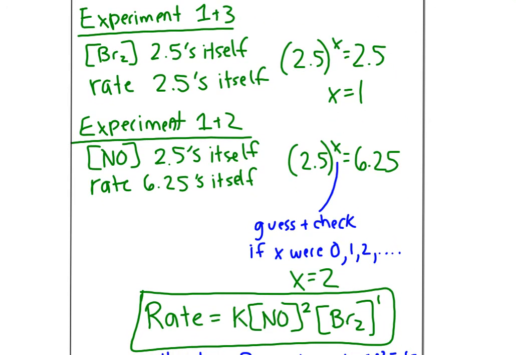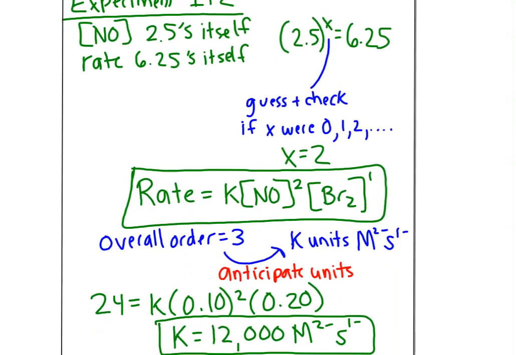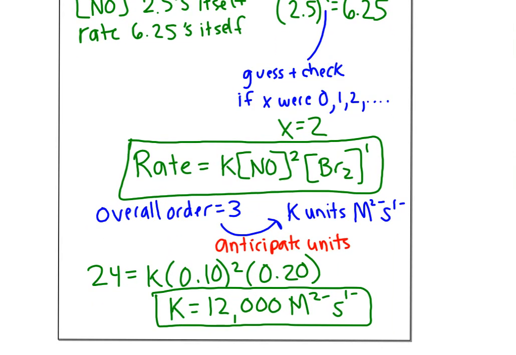If x were 0, anything to the 0 would give me a 1. If x were 1, 2.5 to the 1 would be 2.5. What if it's squared? Well, turns out that 2.5 squared is 6.25. So with respect to NO, the order is 2. So here's my rate law. Rate equals k times NO squared times Br2 to the first. The overall order is 3.